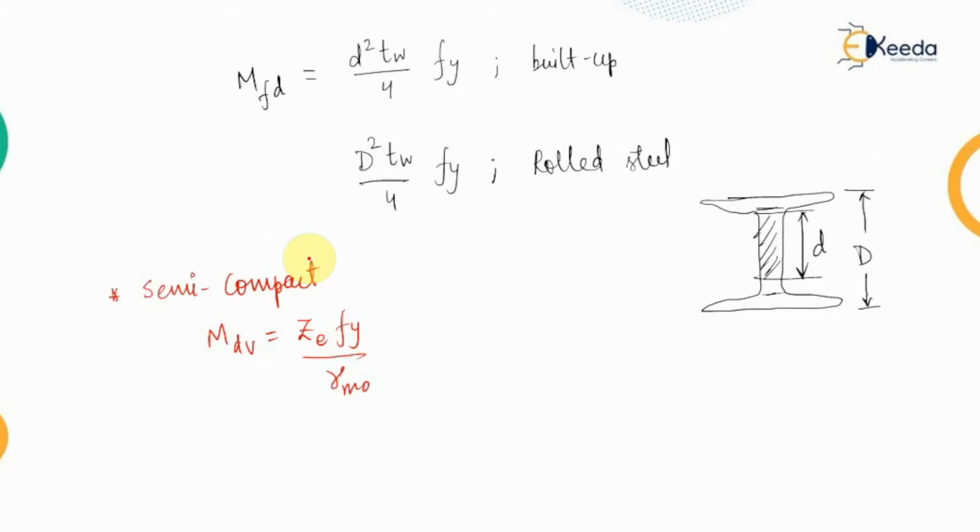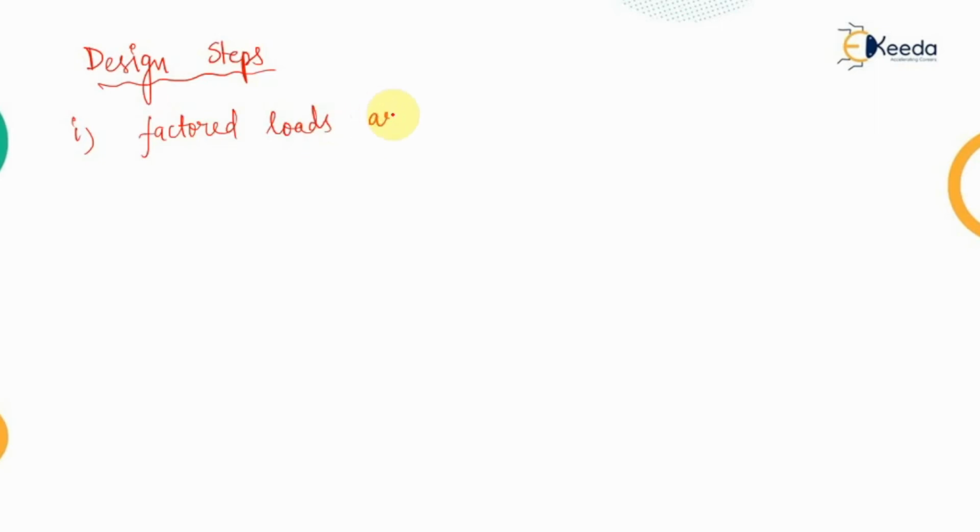Now if we look at the design steps for the laterally supported beams, based upon this we will be solving some numericals. The first step is to calculate the load which is acting on the beam. The factored loads are calculated by multiplying the given load with the partial factor of safety for the load.